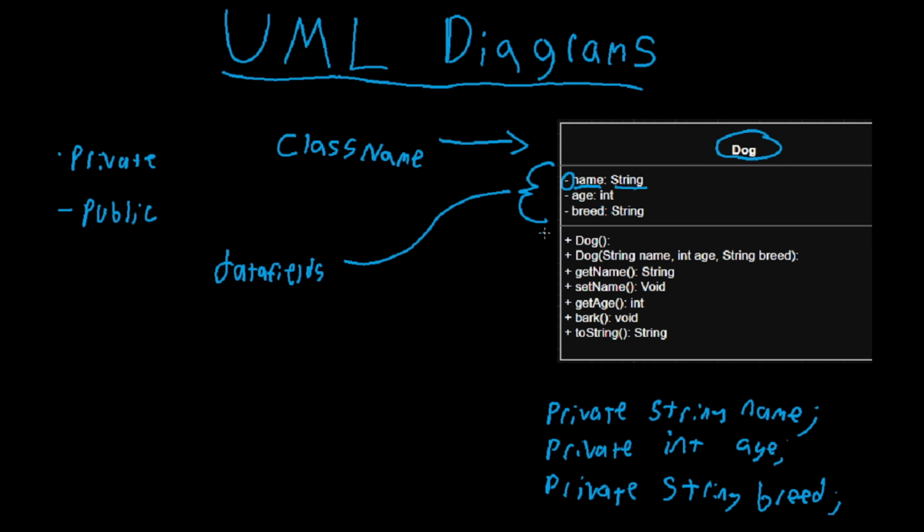Now for this part, these are all of our methods. The thing is, these top two methods are actually special methods. If you notice, they have the same name as the class. In Java, when you have a method that's the same name as your class, that's going to be one of your constructors. So these two top methods, Dog here and then Dog here with name, age, and breed, are going to be our constructor methods, what we actually create our dogs with.